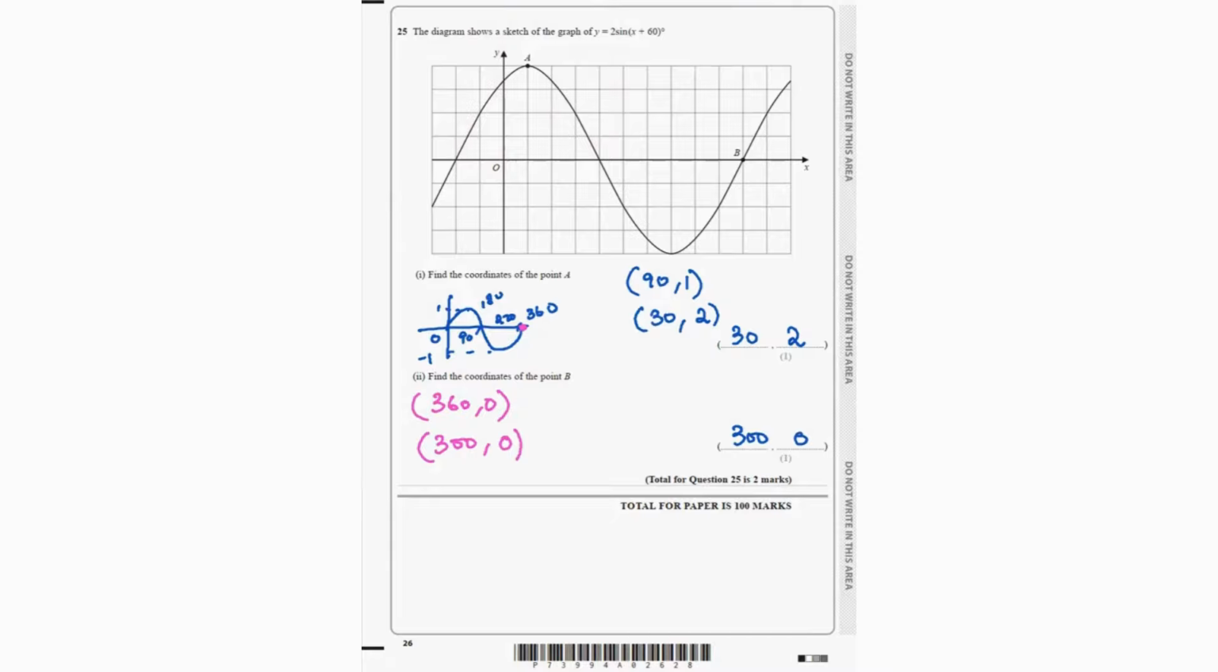To summarize, if something is being added to x, you subtract that value from x, like you move towards the left-hand side. And if something is being subtracted from x directly, you move that many units towards the right-hand side. And if something is being multiplied to the equation, you multiply the y value with that number.